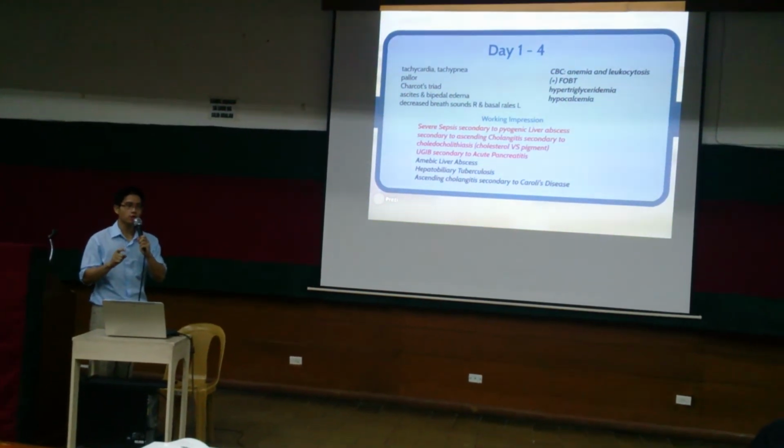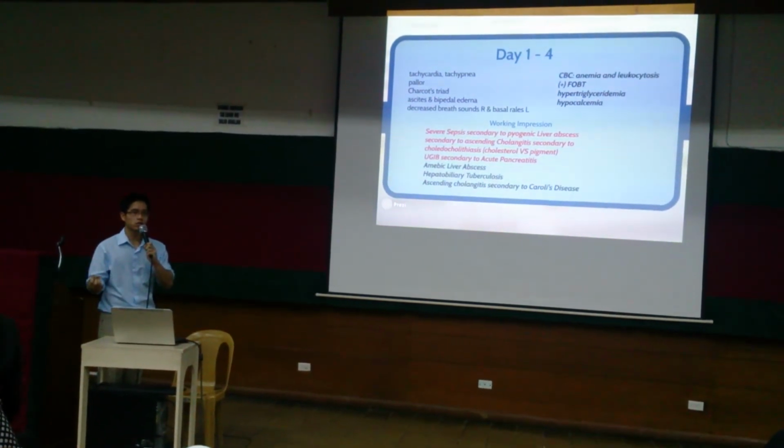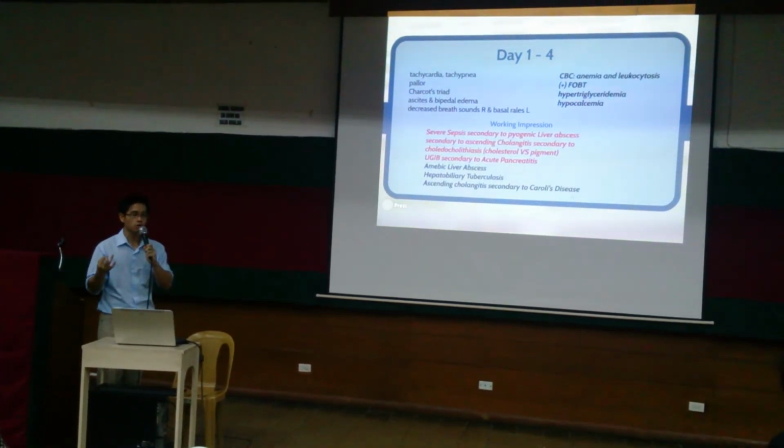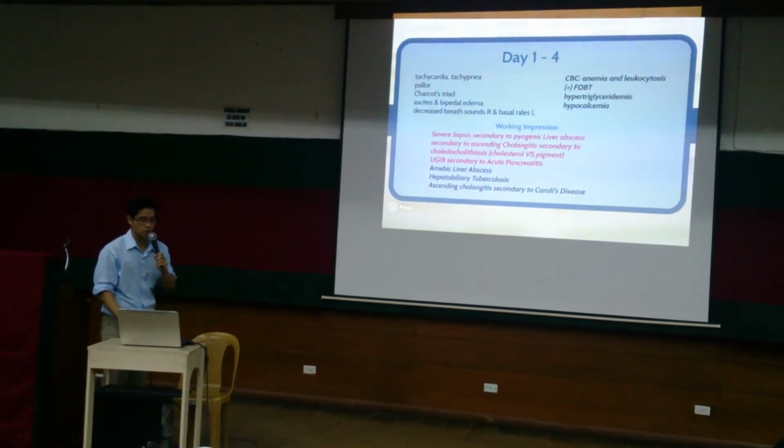Now, we would think: what is the upper GI bleeding caused by? It may be hemorrhagic pancreatic necrosis, or it may be erosive esophagitis. These are systemic complications of acute pancreatitis.